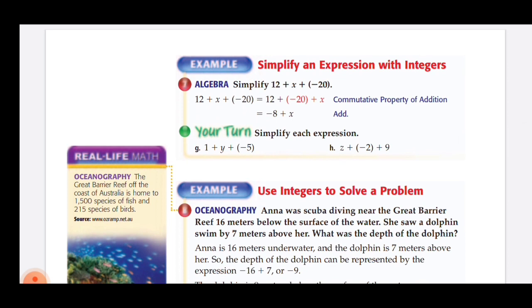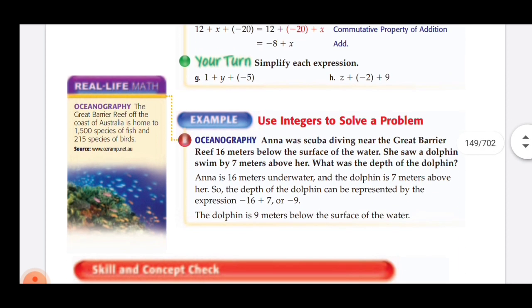Example: simplify an expression with integers. 7. Algebra. Simplify 12 plus x plus minus 20. 12 plus x plus minus 20 equals 12 plus minus 20 plus x. Commutative property of addition. Equals x minus 8, or minus 8 plus x. Add. Your turn. Simplify each expression.